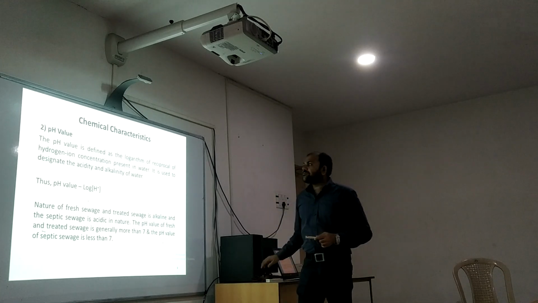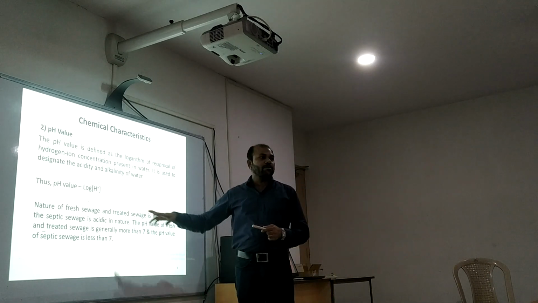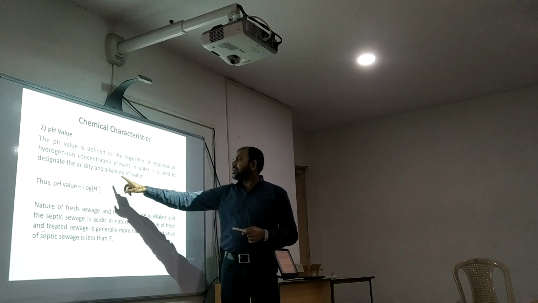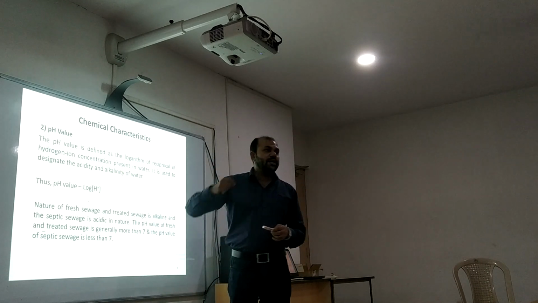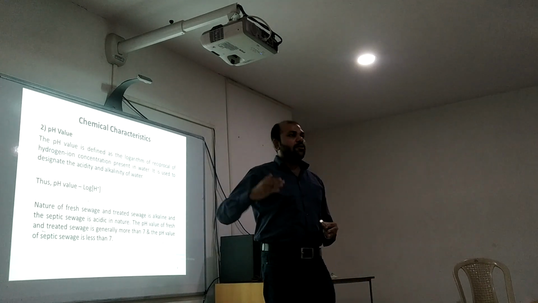So the pH value is defined as the negative logarithm to the base 10 of hydrogen ion concentration, minus log of H plus. It is used to designate acidity and alkalinity of water. Basically, pH is a number below 7 or above 7.